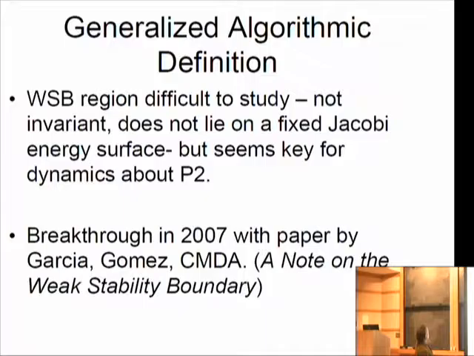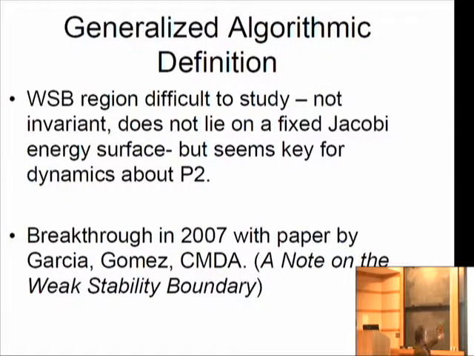Okay, so the real breakthrough with this came, as I mentioned at the beginning of my talk. We had no idea of what was going on with this ballistic capture, and we knew that this weak stability boundary, the way I defined it, was really just the tip of the iceberg. And I gave up on it, but Garcia and Gomez, a student of Carlos Simo, wrote this wonderful paper in '07 called A Note on the Weak Stability Boundary, and there he generalized the algorithm. And this has made all the difference in the world.